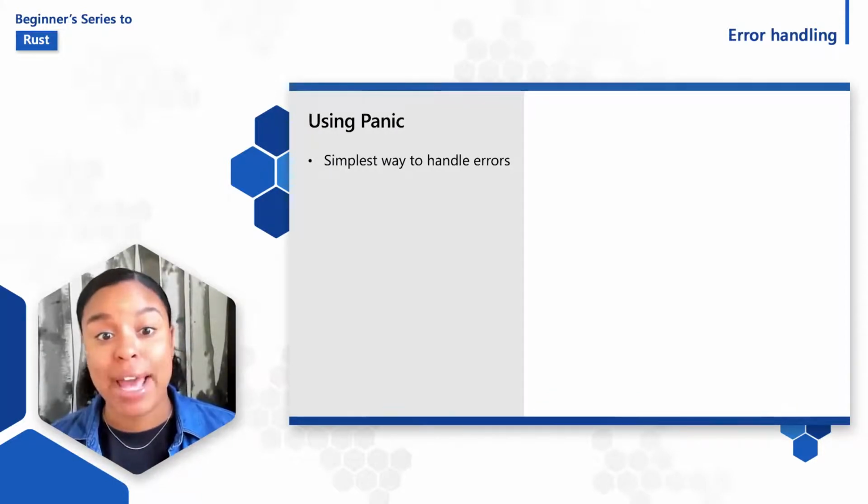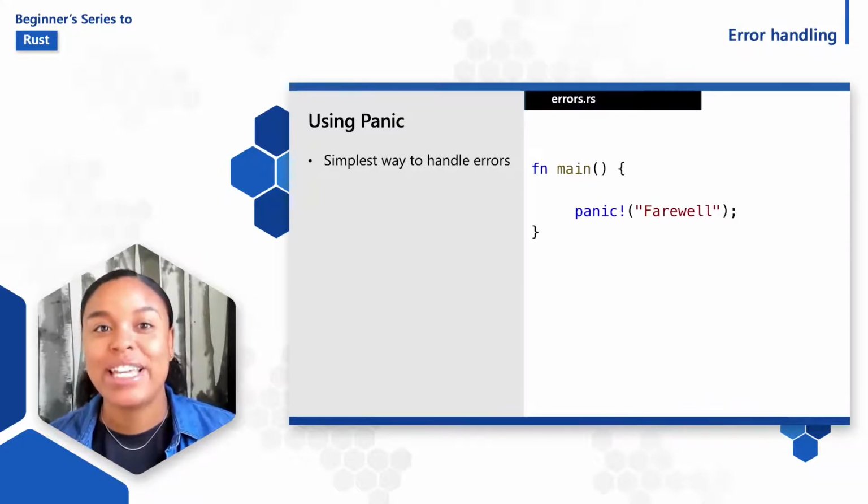You can use the panic macro to quit the program execution. Using a panic macro would look like this. Wherever we want inside of the main function, we can include the panic macro along with a message to print out when the program stops executing.